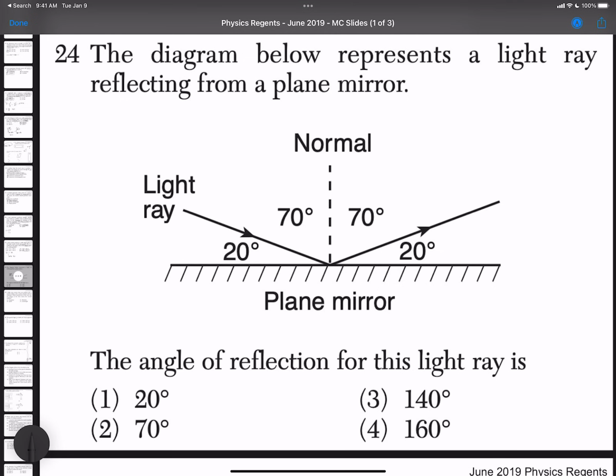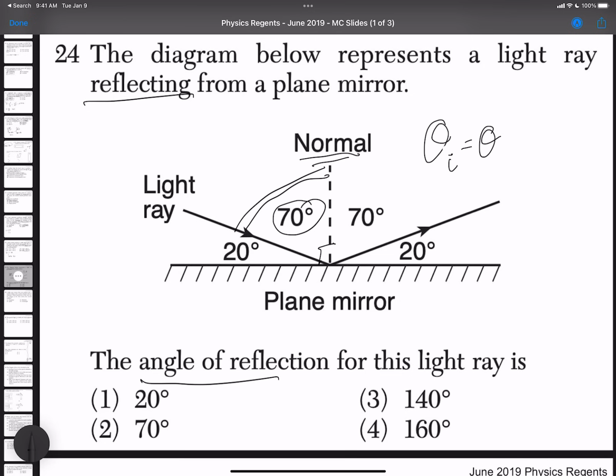All right, question number 24. The diagram below represents a light ray reflecting from a plane mirror. The angle of reflection is, remember, all angles in optics are measured from the normal line, the line that is perpendicular to the surface of the mirror or the interface between the two materials. So the angle of incidence here is 70 degrees, and the law of reflection says the angle in equals the angle out. And so the reflected angle would be considered to be 70 degrees.